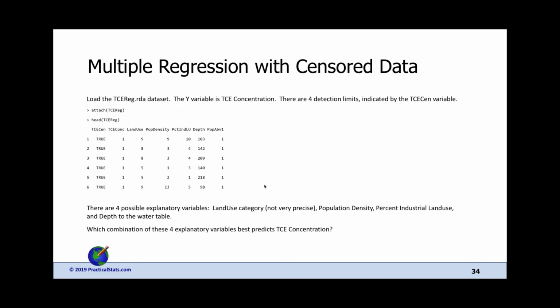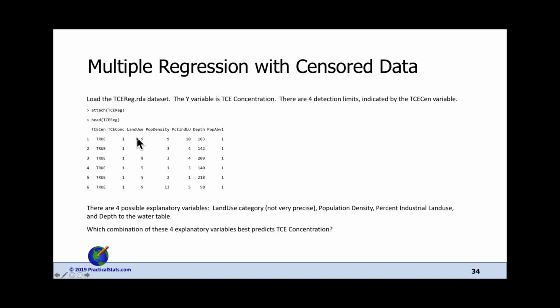All right, multiple regression. Again, you can do this with the cenreg command in the NADA package, or you can do it with the cenCorReg in the course. And this data set has TCE concentrations in groundwater with a detection limit of 1. The TCE censored column being TRUE means that all of these are less than 1s, the first 6 entries.